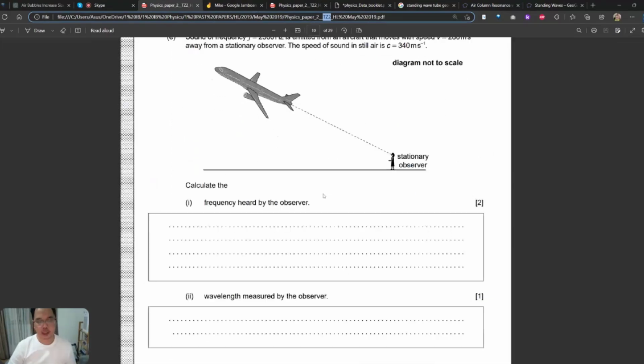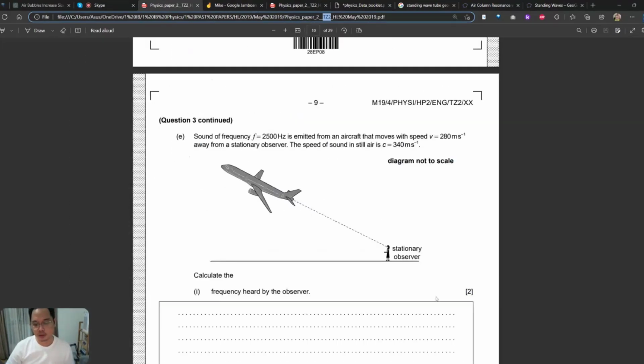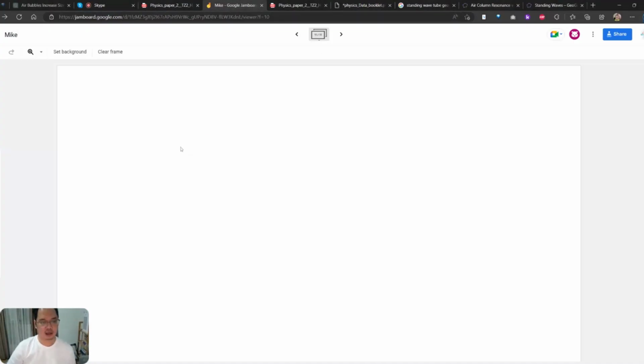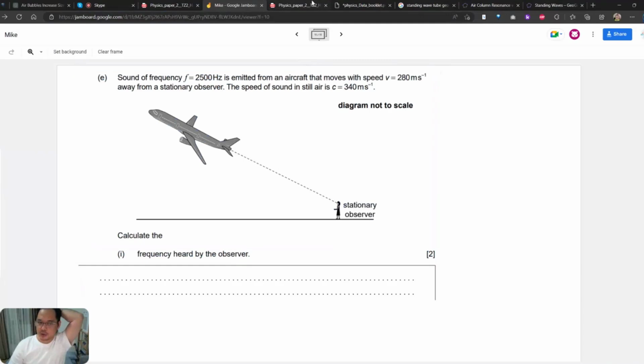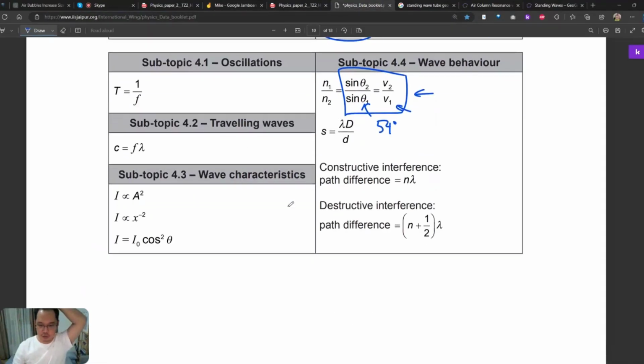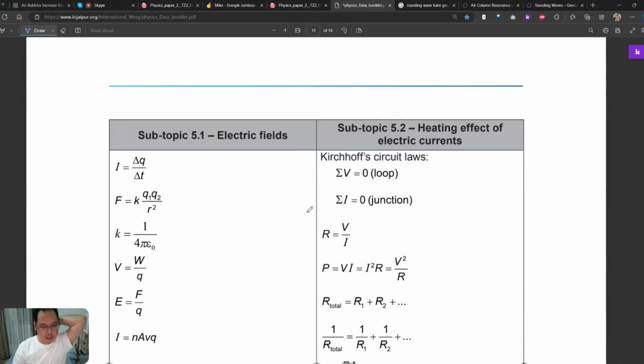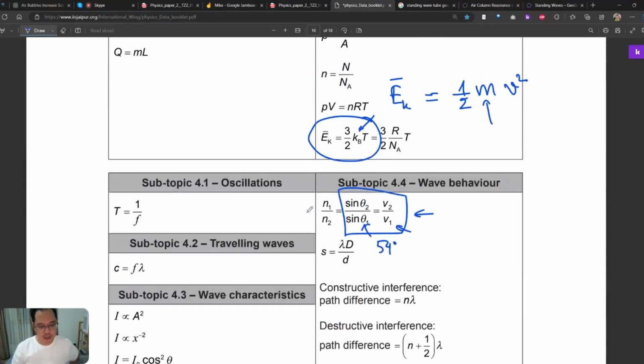Next one, airplane Doppler effect. Long time no see. So just use the formula of the Doppler effect. The airplane is flying away from the observer, and therefore the frequency will be lower. Use the formula here, Doppler effect in topic 4. Where is that? No, it's not given here.